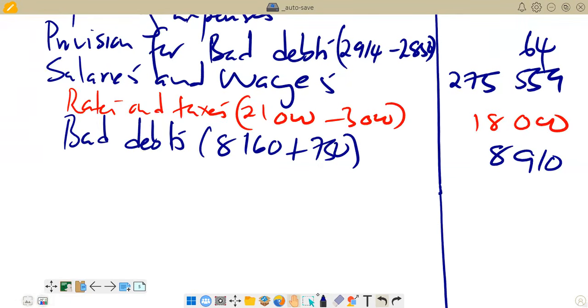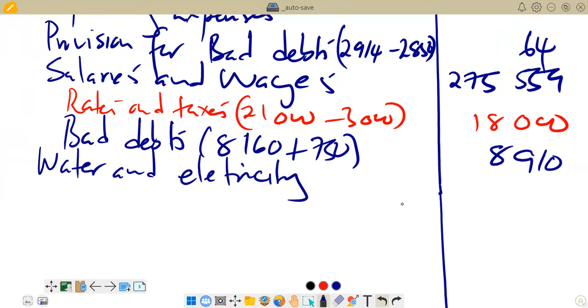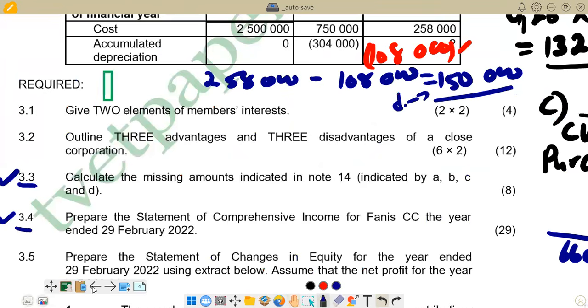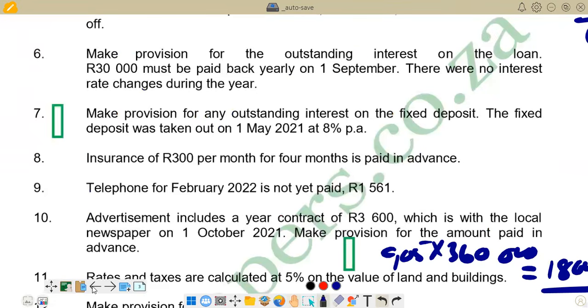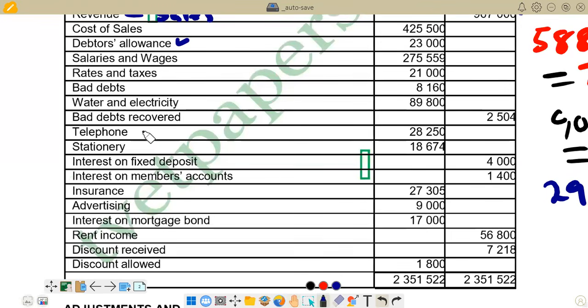So here we have got water and electricity, and the figure that we have, remember it's 89,800. Then we go back again to check what we have after water and electricity. Right, we have got bad debts recovered. We adjusted that one under income. Then we've got telephone. We have the issue of telephone. The figure that we are given there is 28,250.